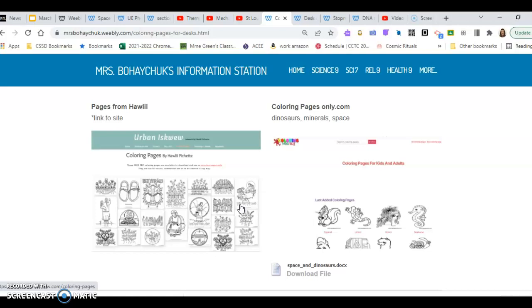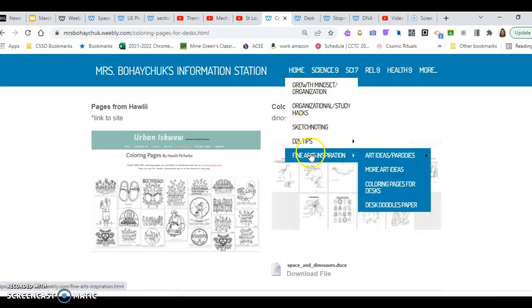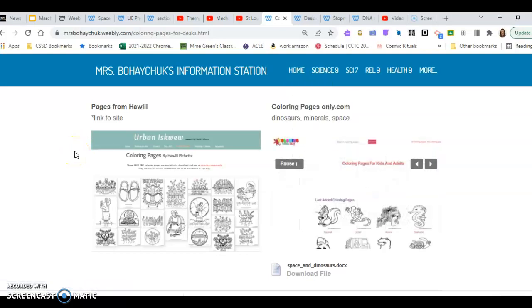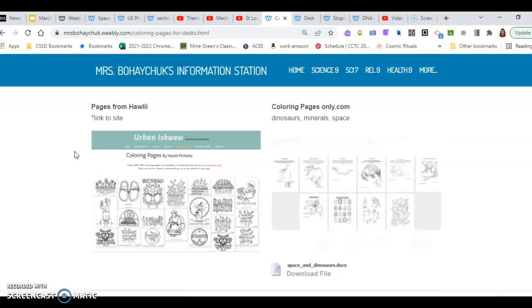On this page, it's just coloring pages for desks, okay, or desk doodles paper is the next one that comes up. Okay, so what I have here is just a bank of websites to get coloring pages from.